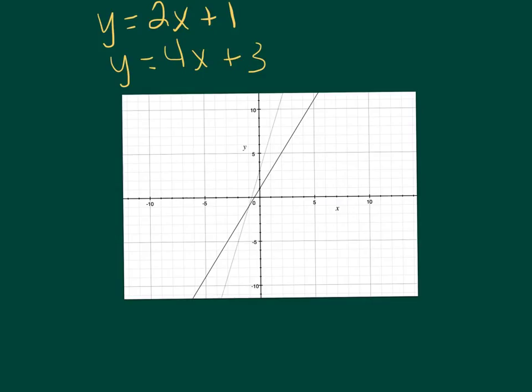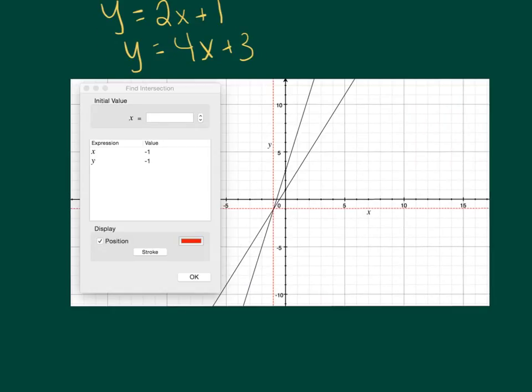So the solution to this system of equations right here is going to be the single point that they intersect. Because if you notice, this line and this line only intersect right here. So that is the solution, and there is only one solution. On your calculators, there is going to be a way that I will show you how to find the intersection point of those two lines, which gives us the solution.